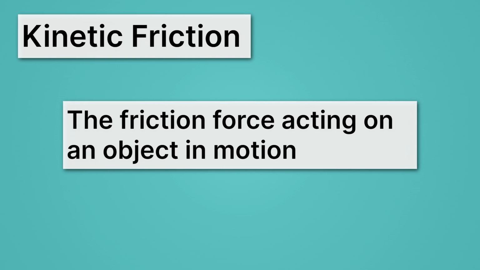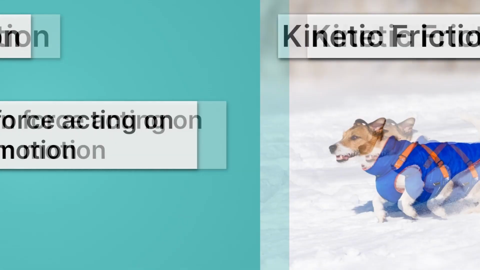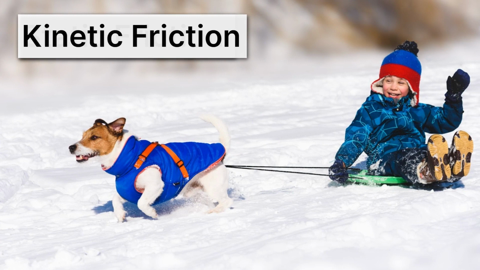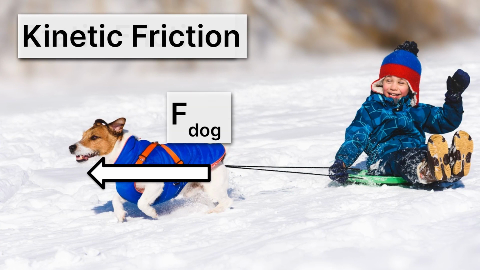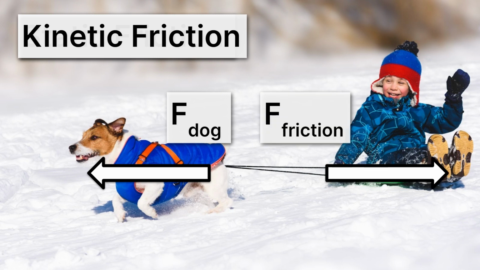Well, it's the friction force acting on an object in motion. So in this example, we have a dog exerting a forward force. The force of the dog. And what is it doing? It's pulling a boy on a sled, which is pretty epic. The friction force is going to resist that motion, so it's going to point to the right. And because they're in motion, this is an example of kinetic friction.